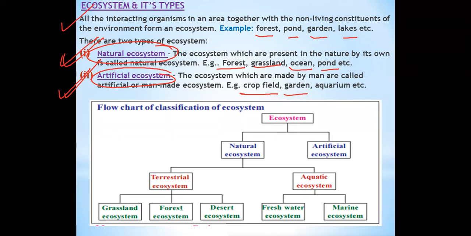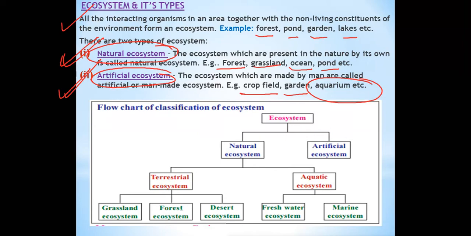Gardens are made by us. Suppose we have got one plot, and on it we want to make a garden, so we make the garden over there. That is an example of an artificial ecosystem. Aquarium is again an example of an artificial ecosystem. So this question can be asked: what is the difference between natural ecosystem and artificial ecosystem? Give examples. This is very easy. First of all, you have to write the definition, and after that you give the examples.